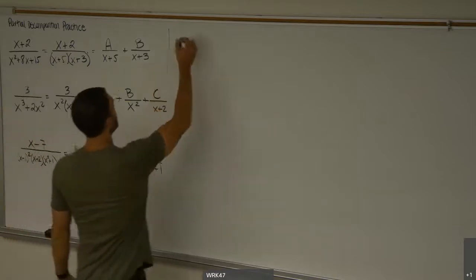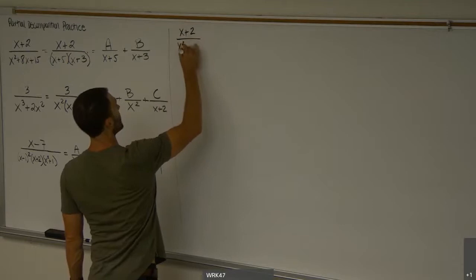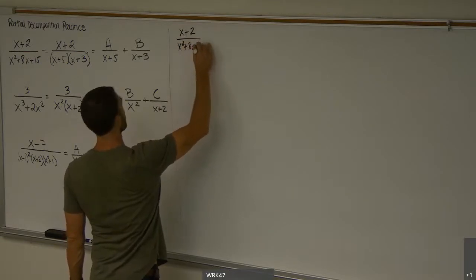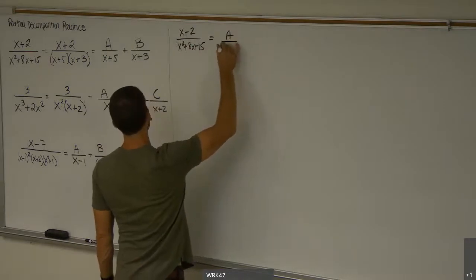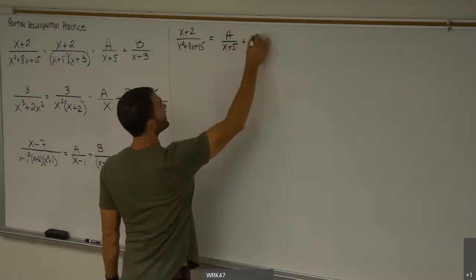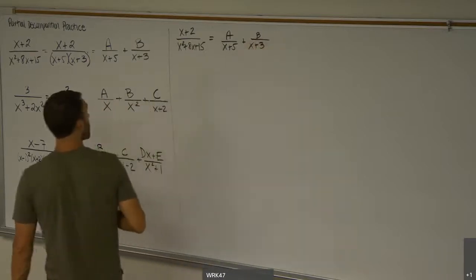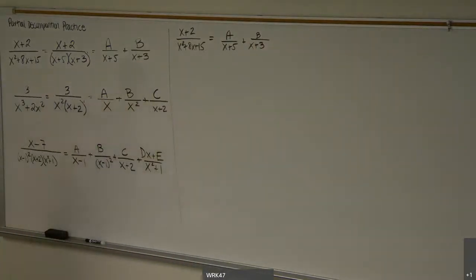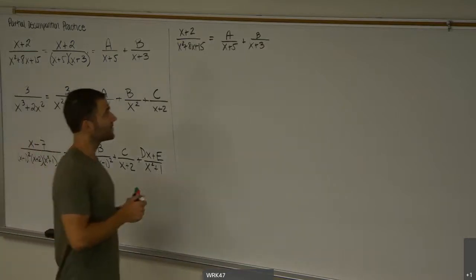So remember, we took x plus 2 over x squared plus 8x plus 15. And we know it can decompose into something over x plus 5 plus something over x plus 3. Now, what are those somethings? What is A and B? Those are what we need to find. So we need to solve for A and B.